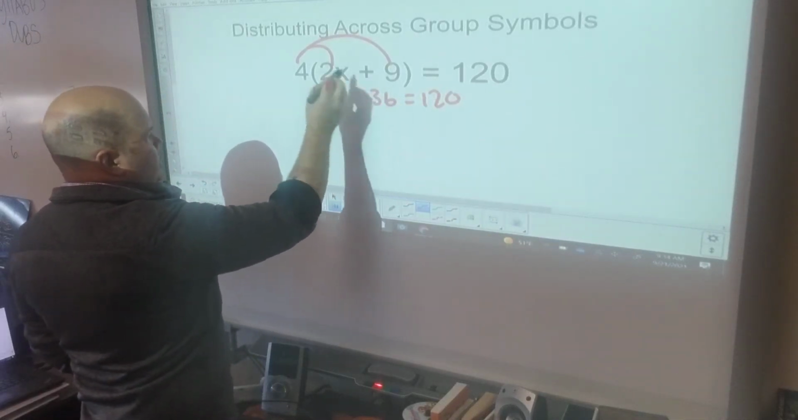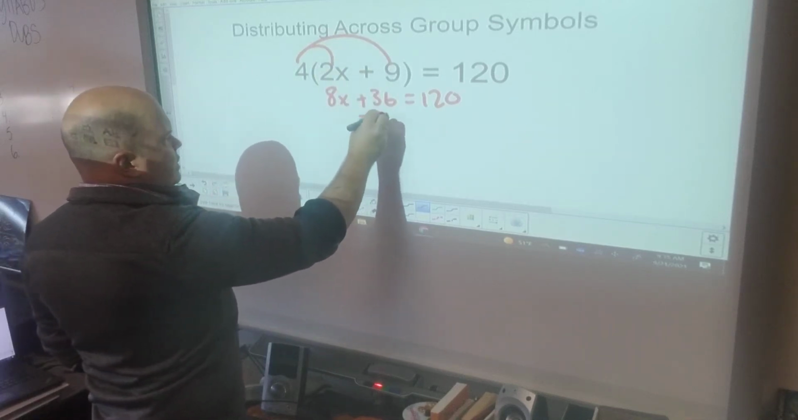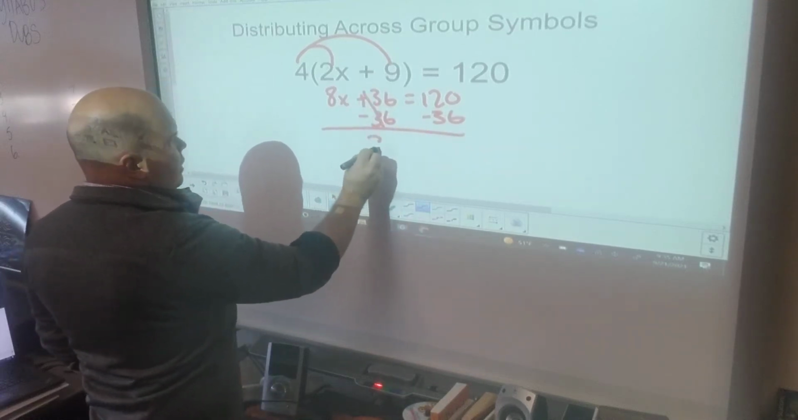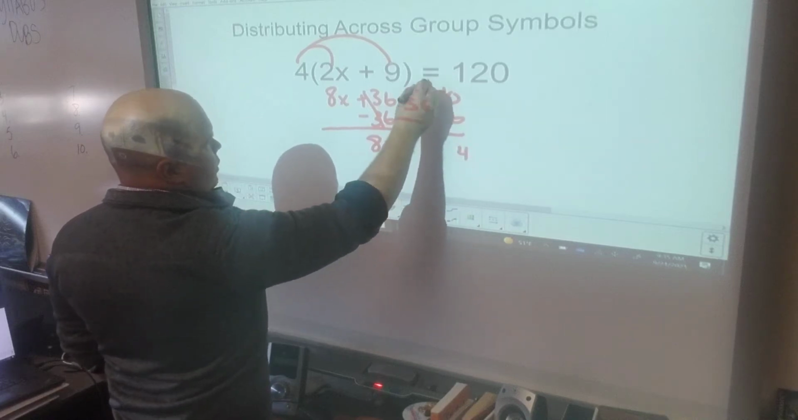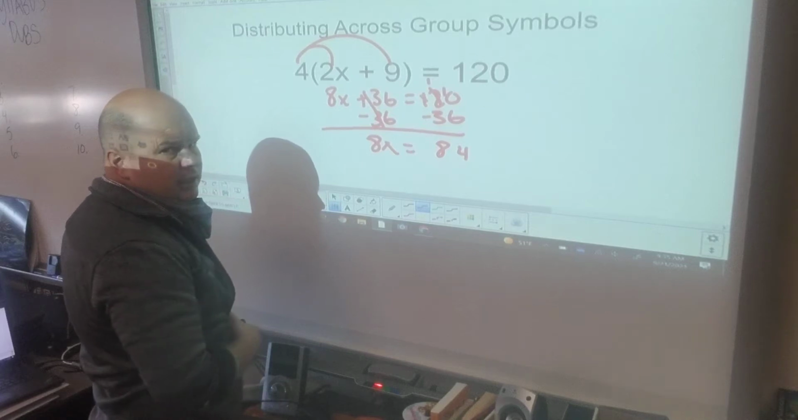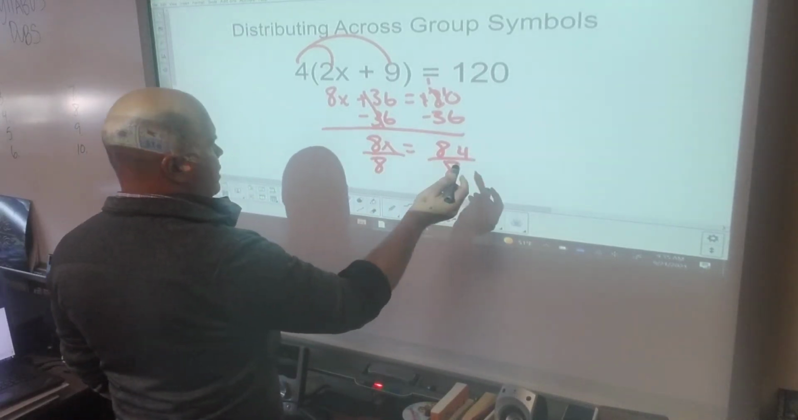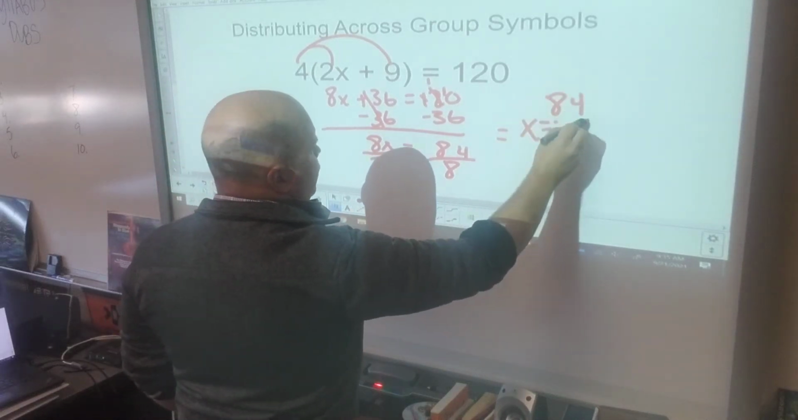I'm going to move. This is my variable side. The x is here. So I'm going to move that 36 away from it by taking its opposite. That goes away. And I have my 8x equals 120 minus 36, which is 84. So I have 8x equals 84. I'm going to divide both sides by 8. And I'm left with x equals 84 over 8.